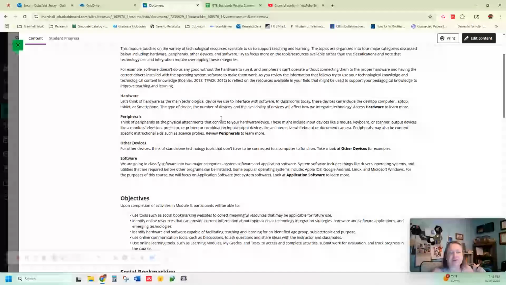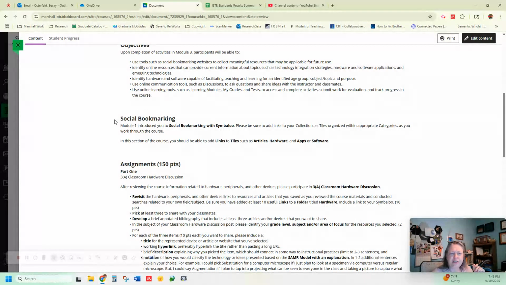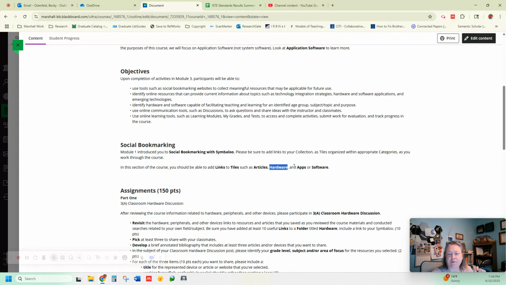And then for your discussion, after you've read all the materials, you go out and find 10 links that relate to the hardware you've read about. You'll make a new collection in your Symbaloo called Hardware, and you'll add those links. You'll do the same for software, and you can title that collection Apps or Software, whatever makes you happy. You'll find 10 new links for that.